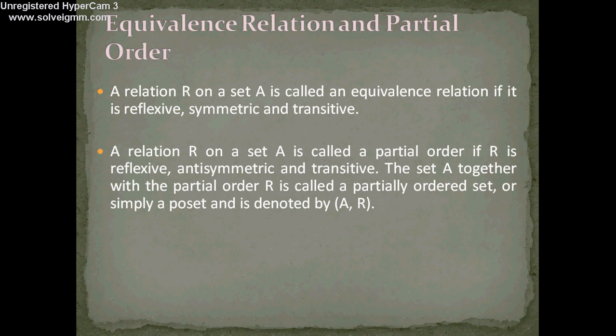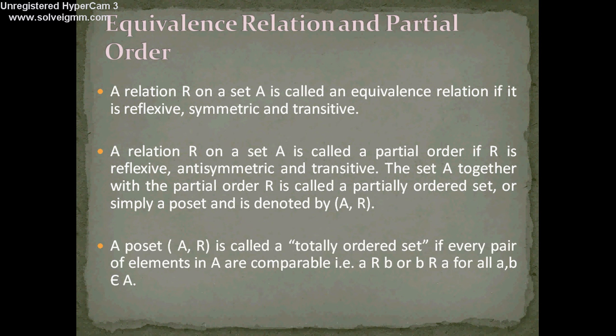A relation R on a set A is called a partial order if R is reflexive, antisymmetric, and transitive. The set A together with the partial order R is called a partially ordered set, or simply a poset, and is denoted by (A, R). Okay, so I hope the definition is clear to you. Now a poset, we are defining one more kind which is actually a poset itself.